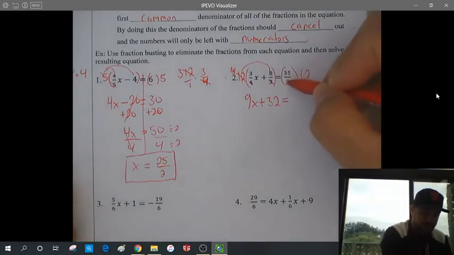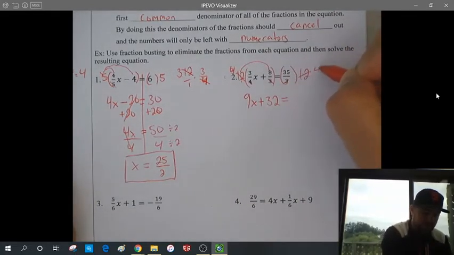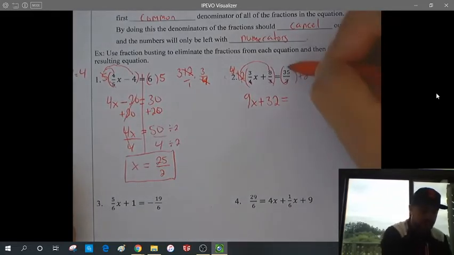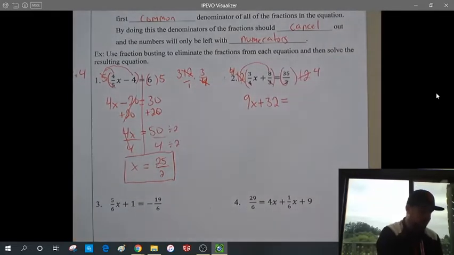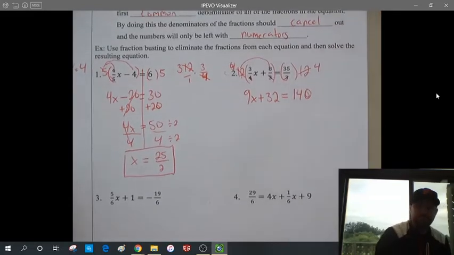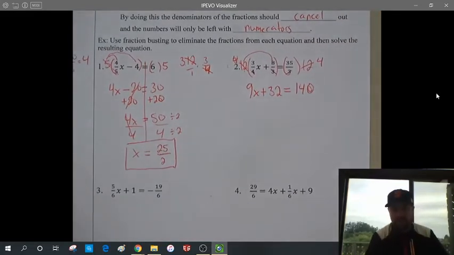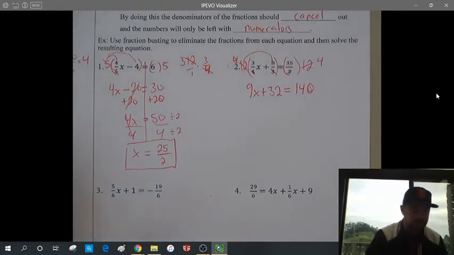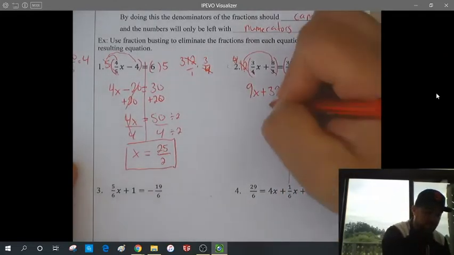On this side of things, the 3 divides into the 12 and makes it a 4. And now we have 35 times 4, which is 140. Okay, and once again, what we've done is we've gotten rid of our fractions from our equation and made a two-step equation that we can solve.